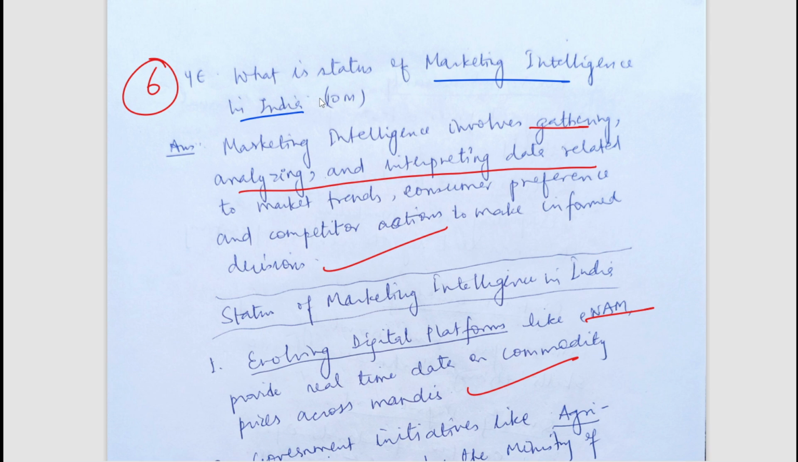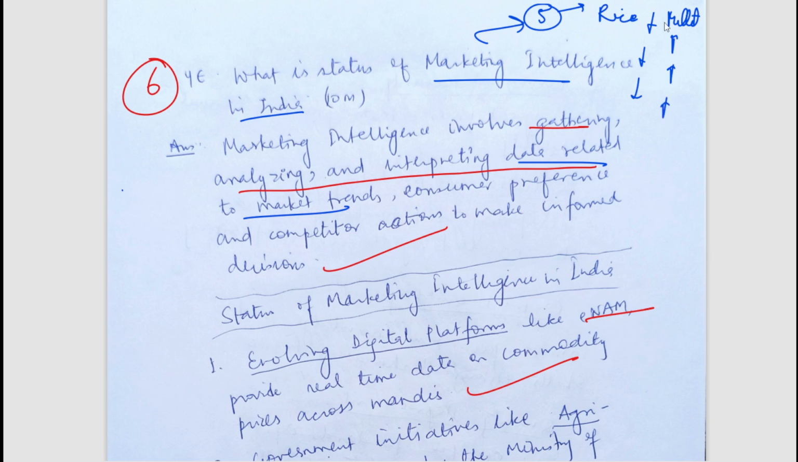So what is marketing intelligence? It is the gathering, analyzing and interpreting data related to the market. So simply see what happens. Marketing intelligence is just about knowing about the market. Suppose we know that in the last 5 years the prices of rice are decreasing, for example, and prices of millets are increasing. So this is what marketing intelligence is.